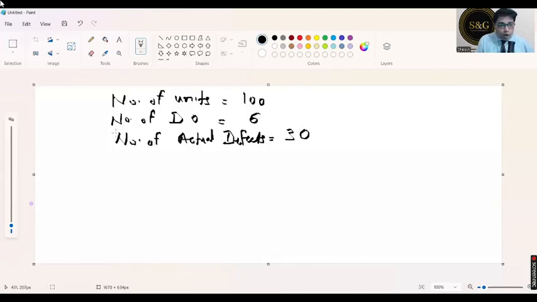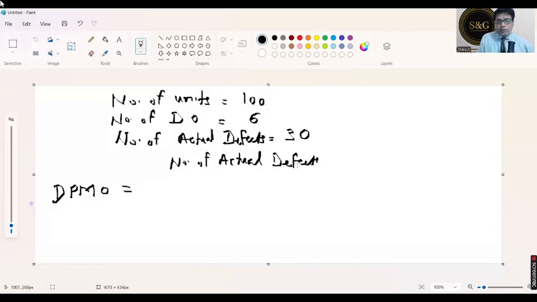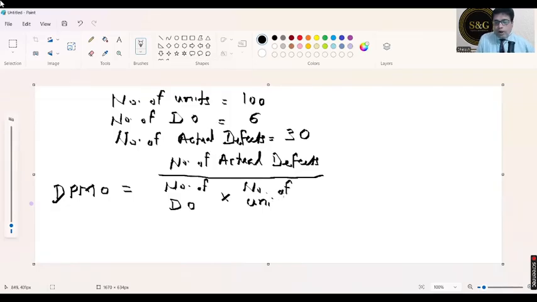Okay. So the formula for DPMO, which stands for defects per million opportunities. Write this down. The formula for DPMO is number of actual defects divided by number of defect opportunities, number of DO, into number of units, and the whole multiplied by 1 million because it is per million, right?